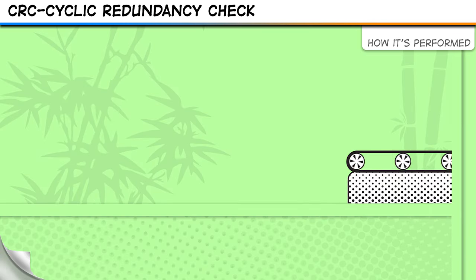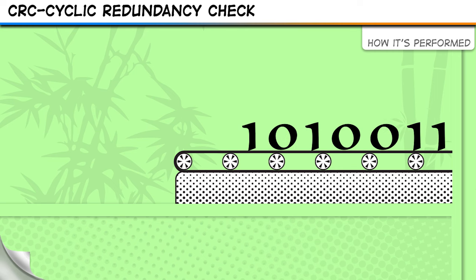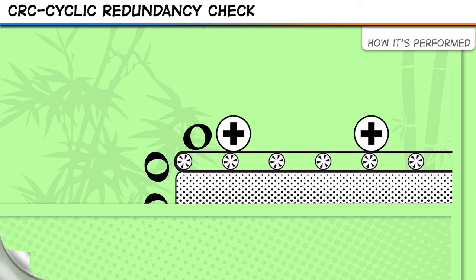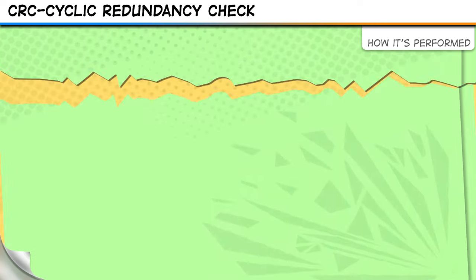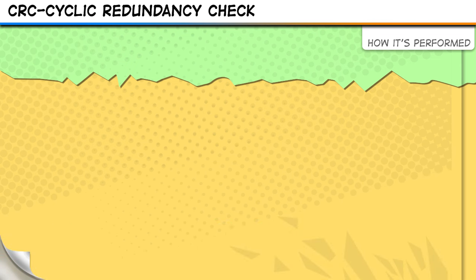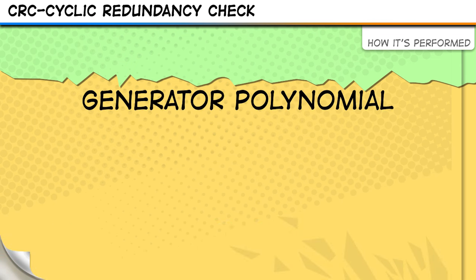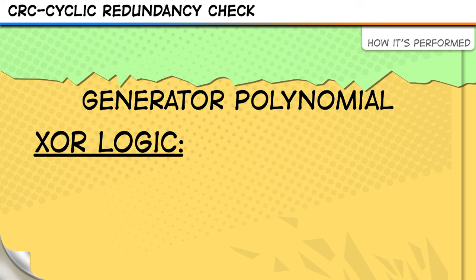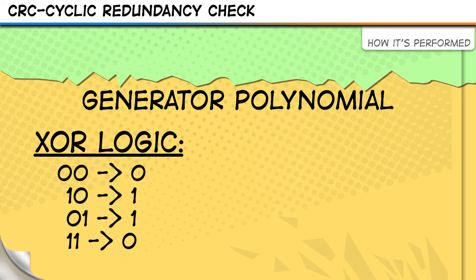CRC, how it's performed. Think of the data leaving along a conveyor belt with XOR logic gates between some pairs of stations. CRC calculates the code word using a specifically designed generator polynomial, and the values use XOR logic, so they generate either a 0 or a 1.